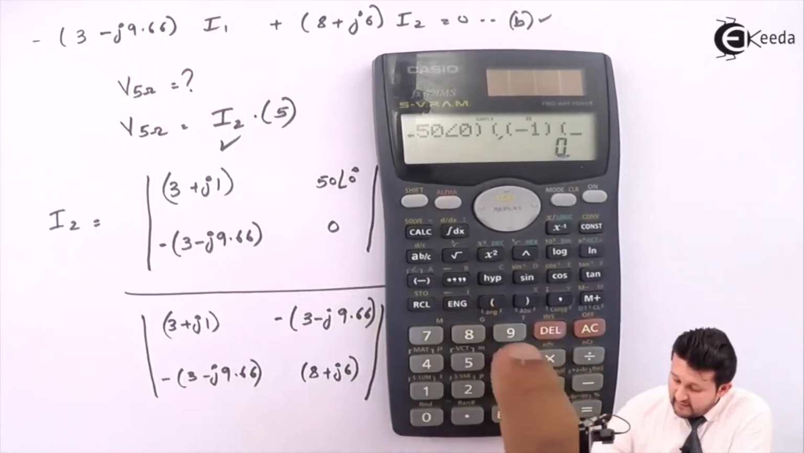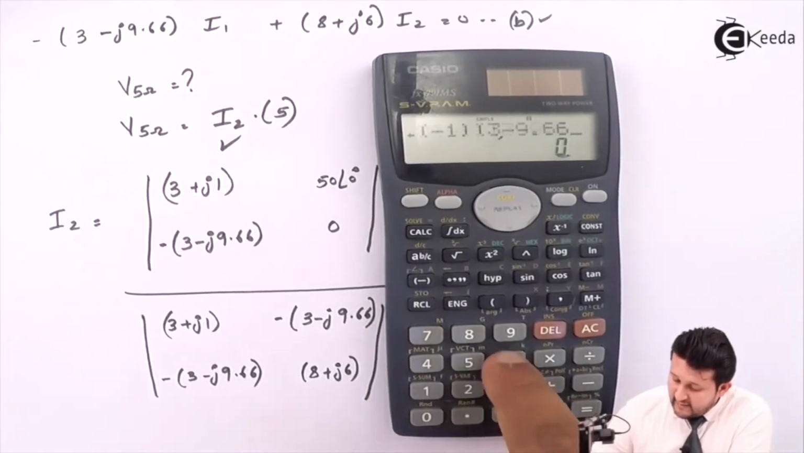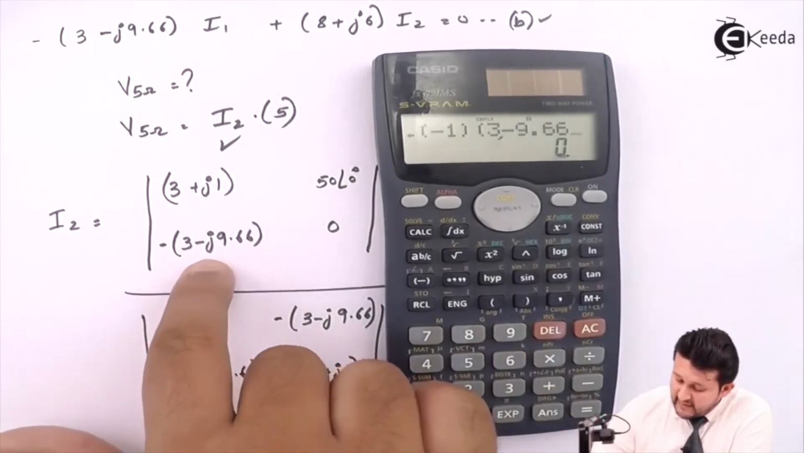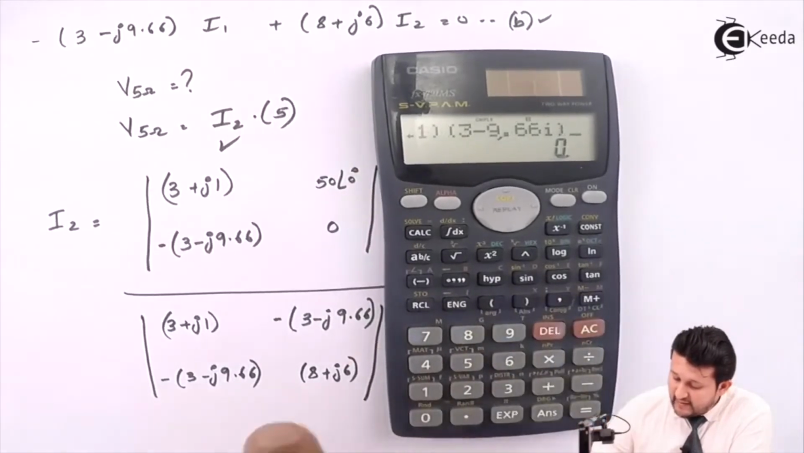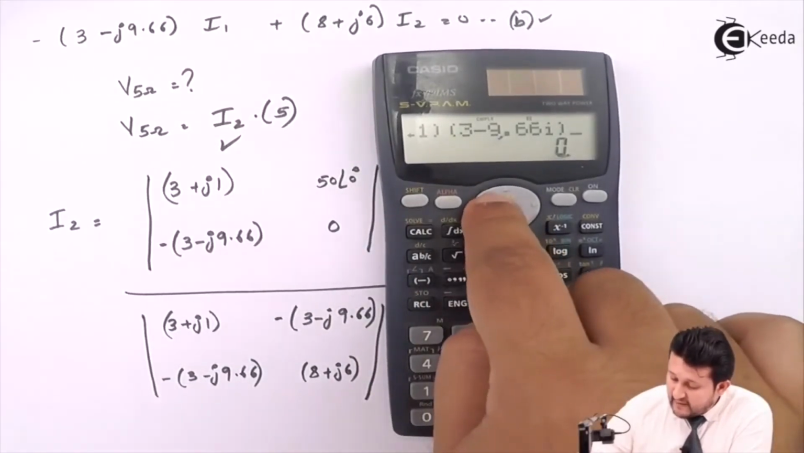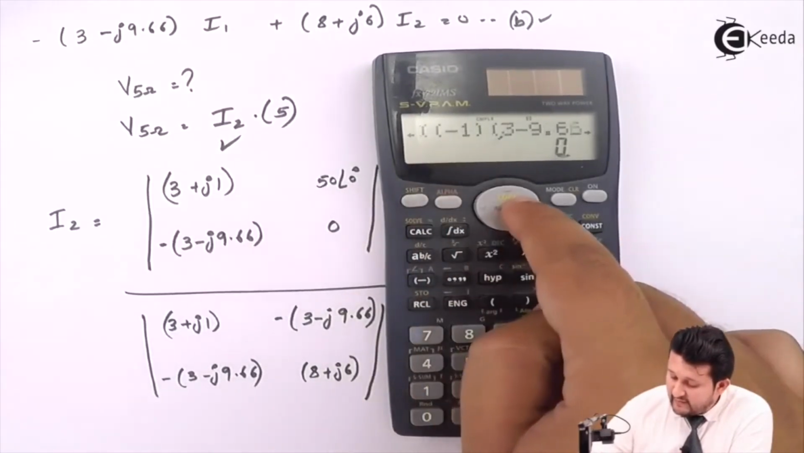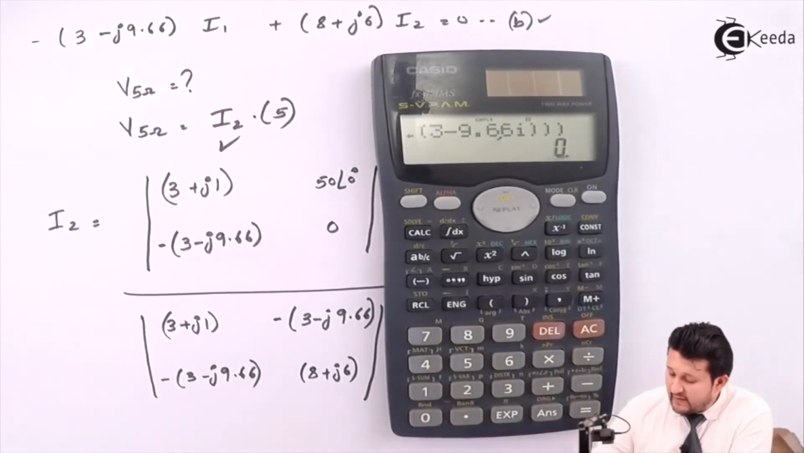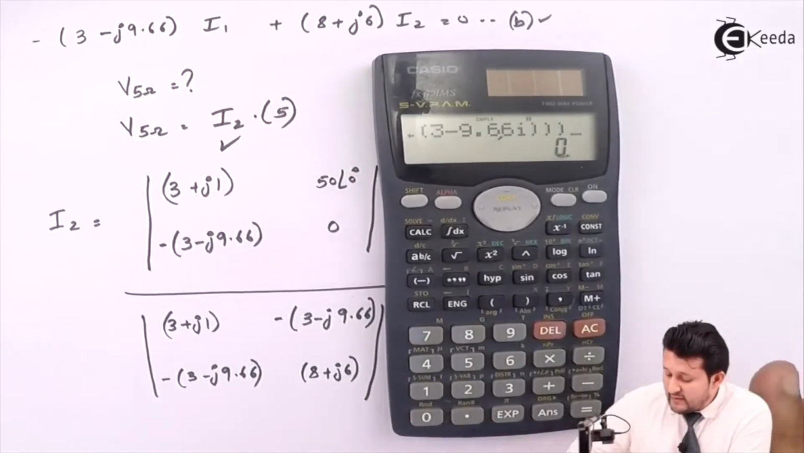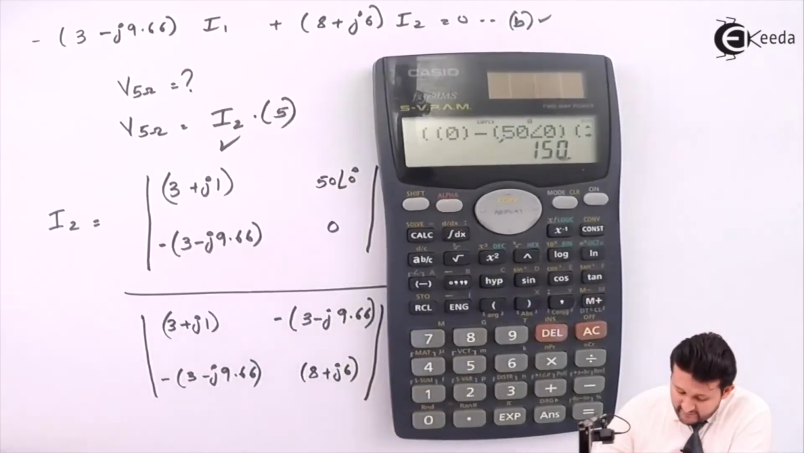Then this term, bracket 3 minus, this will be 9.66. While writing we did J first, but in the calculator it is I afterwards. Close bracket. This bracket is closed. Now you have to close the bracket which you have opened. So your bracket will be closed. Then your bigger bracket for the numerator. So the value which you click will be the value for the numerator, which you got as 150.